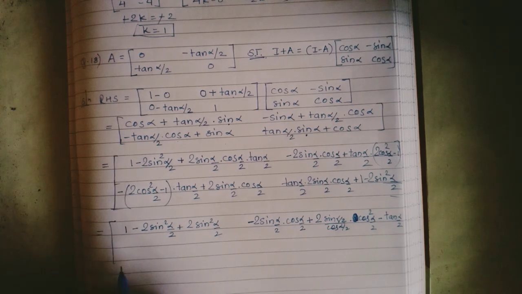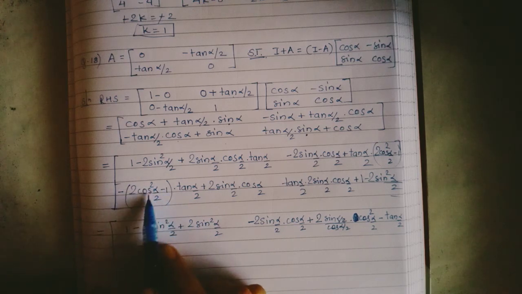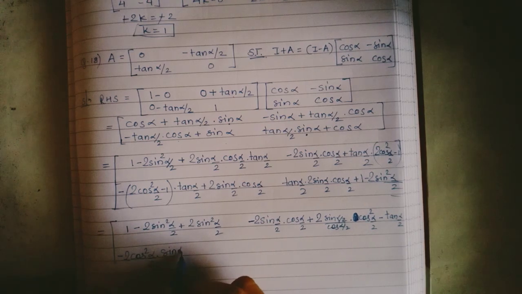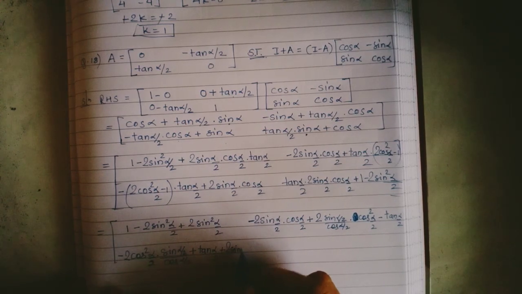Next is your third term. So you have to multiply this minus 2 cos square alpha by 2 with tan alpha by 2. So I'll write here minus 2 cos square alpha by 2 into tan alpha by 2, which I can write as sin alpha by 2 upon cos alpha by 2. Then minus into minus plus tan alpha by 2 plus 2 sine alpha by 2 into cos alpha by 2.